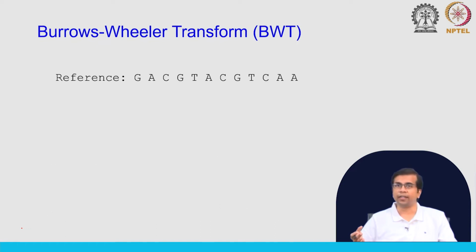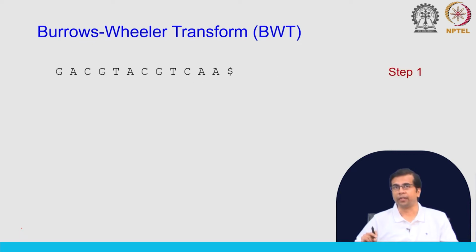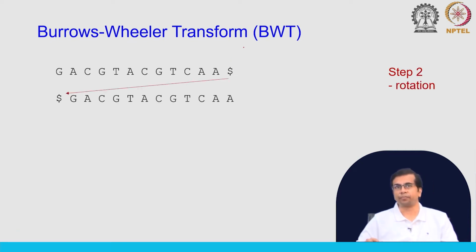So, let us take an example. Here is the reference sequence we have taken. We have these bases. Step 1 is to add dollar, and that is what we have done here; we have added the dollar at the end. The next step is the rotation of the strings. For the first rotation, imagine you are rotating in one direction, clockwise or anti-clockwise.